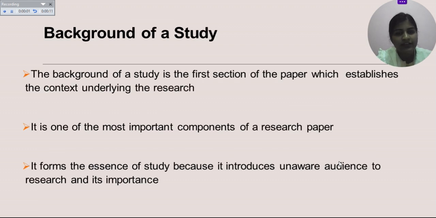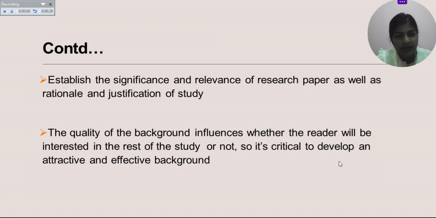So what's the background of a study? The background of a study is the first section of a paper which establishes the context underlying the research. It is one of the most important components of a research paper. It forms the essence of a study because it introduces an unaware audience to the research and its importance. It establishes the significance and relevance of the research paper as well as the rationale and justification of the study. The quality of the background influences whether the reader will be interested in the rest of the study or not. So it's critical to develop an attractive and effective background.